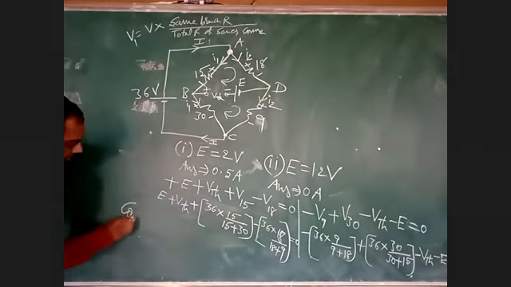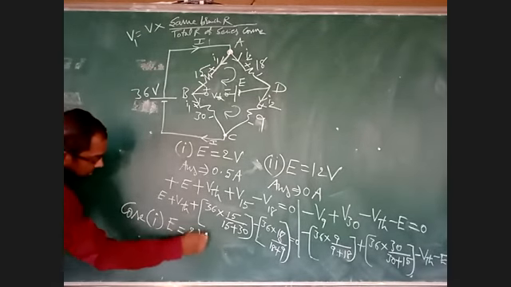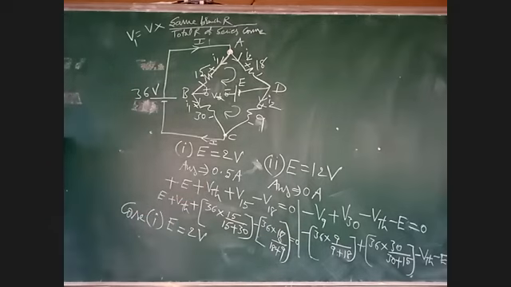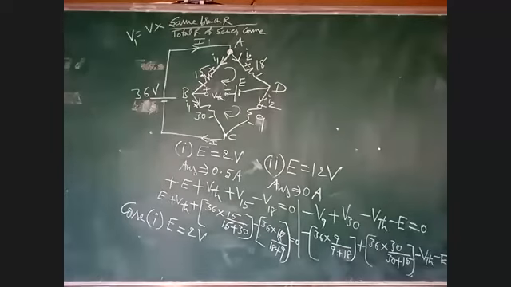Now, case 1. What is case 1? E is equal to 2 volts. Substitute E is equal to 2 in both the cases. We'll get VTH.